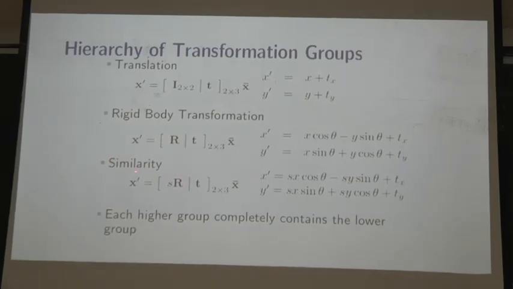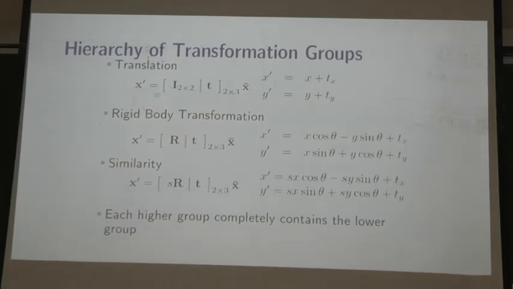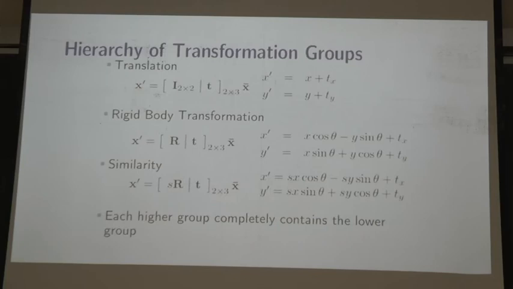Similarity again, you can see, entirely contains rigid body within it, because if I choose S to be 1, then it's just a rigid body, and if I choose R to be identity, it's just a translation. So this is indeed a hierarchy of transformations. Okay. So each higher group completely contains the lower group.